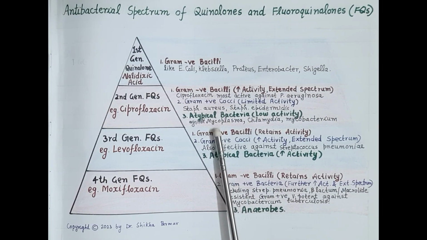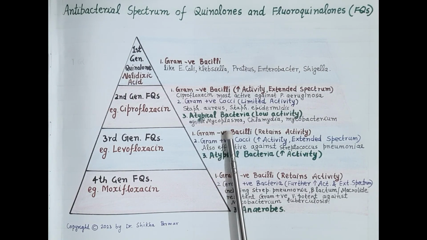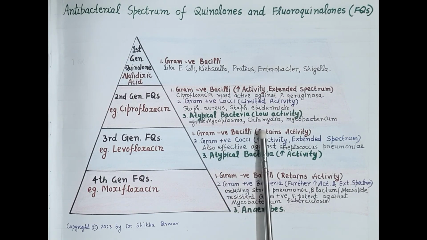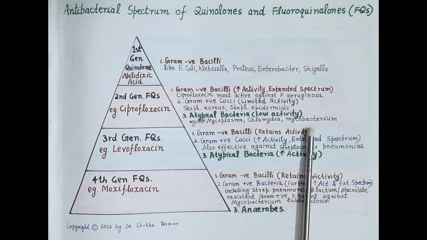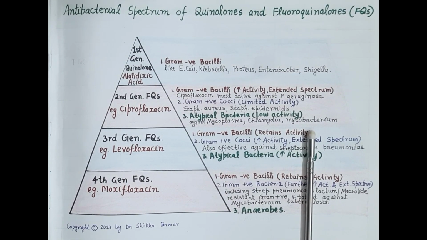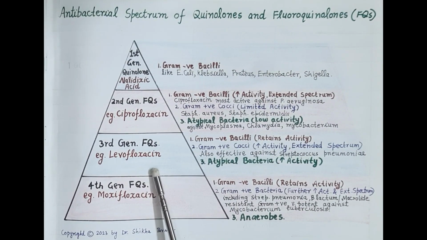Now, unlike gram-positive and gram-negative bacteria, atypical bacteria do not possess a cell wall and are intracellular. That means they enter and they multiply inside the cell of the host. Now, ciprofloxacin exhibits some low activity against Mycoplasma, Chlamydia and Mycobacterium tuberculosis. Now, levofloxacin is a third generation fluoroquinolone.